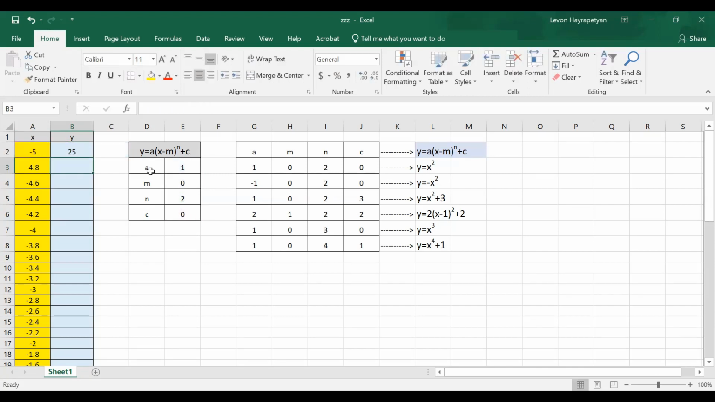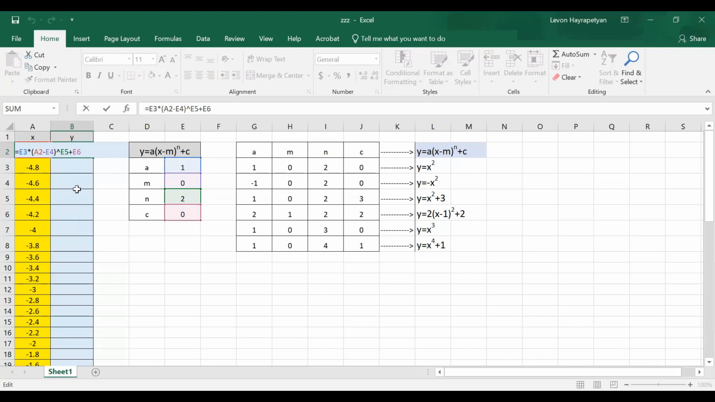So this is basically the same as in here, which means currently I am sketching a graph of the function y equals x squared. I calculated the value of y only for the first x. So I have to do that for all x's.